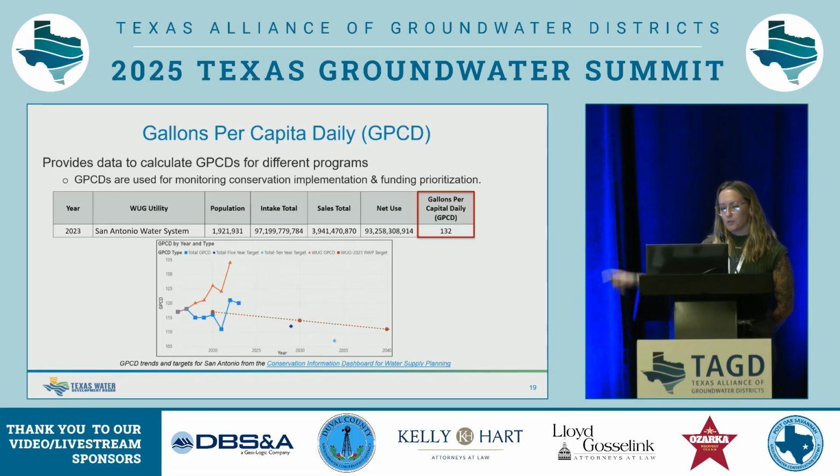And then the graph below was created by some of our planners, and they use GPCD data to track how well conservation programs are going, if they're hitting their target GPCDs, and all of that. So that all starts from the water use survey.